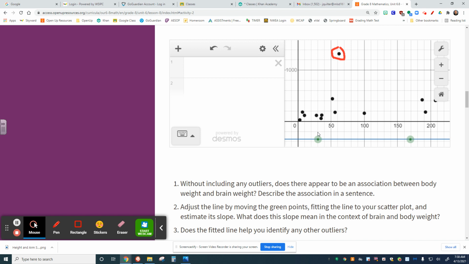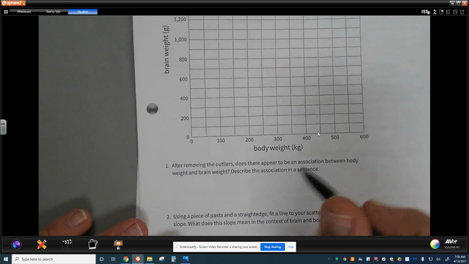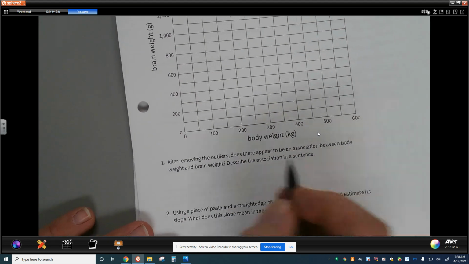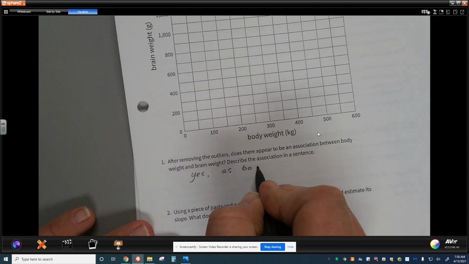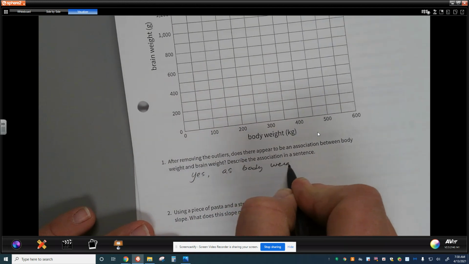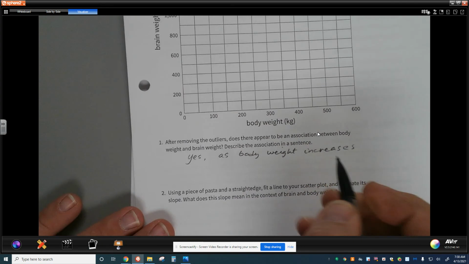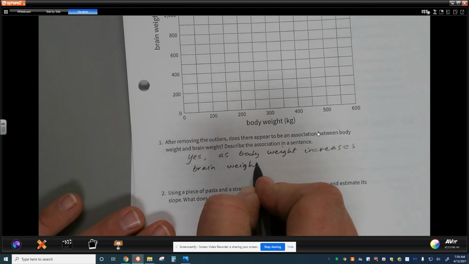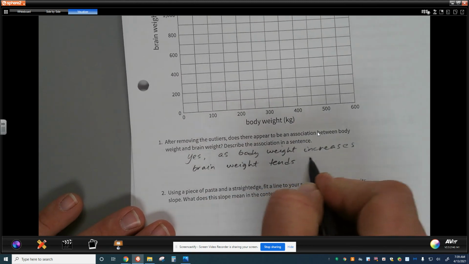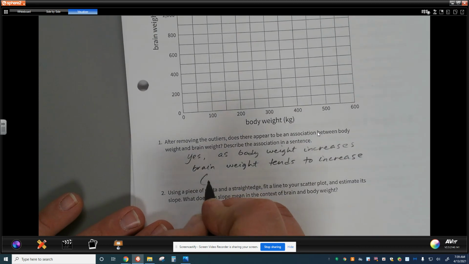The association that we could say with this one, when we write this in here, is that after removing the outliers, does there appear to be an association between body weight and brain weight? Yes. As body weight increases, brain weight tends to increase. So we see there's a positive association here.